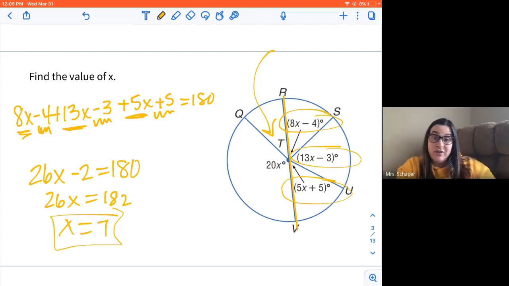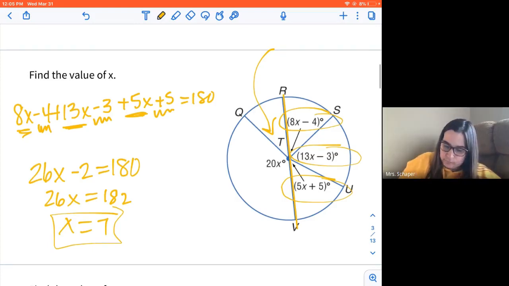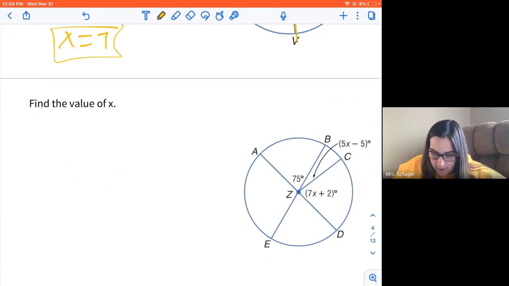You can also use that idea to help you out. Vertical angles are another way that you can use that to help out, if there happen to be vertical angles in there. In this one, there aren't vertical angles because we don't have two diameters intersecting at the circle, but that would be something also to look at. With this one, find the value of x.